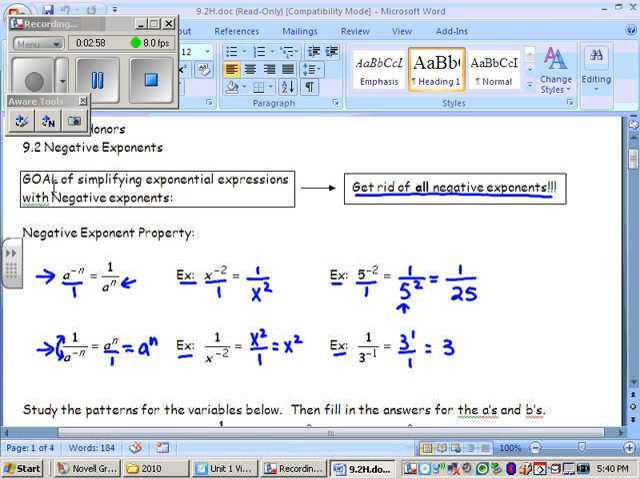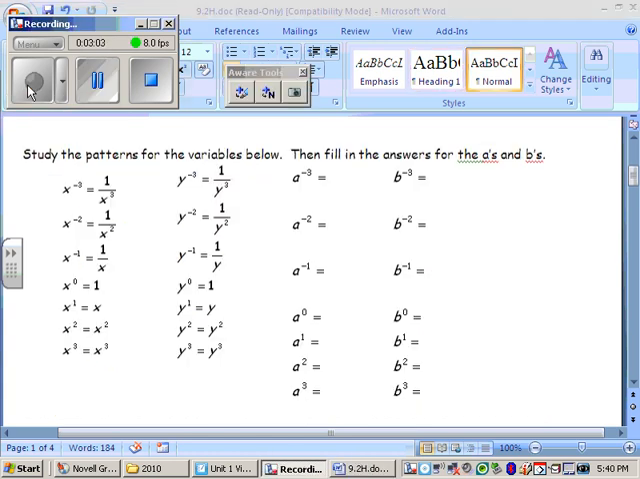Let's take a look at some additional examples to better explain these negative exponents. This says to study the patterns for the variables below, then fill in the answers for the a's and the b's. So if you start by looking at the x's, notice x to the negative 3, if we take its reciprocal, is 1 over x cubed. X to the negative 2 is 1 over x squared. X to the negative 1 is 1 over x to the first, or just 1 over x.